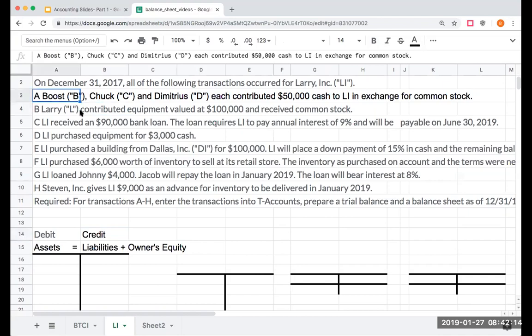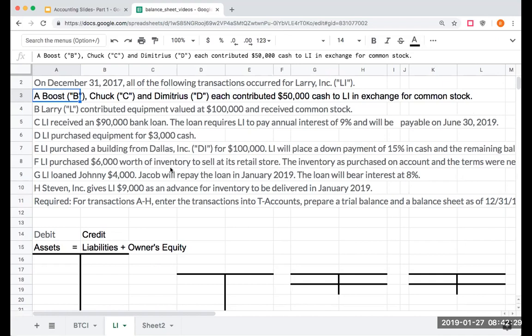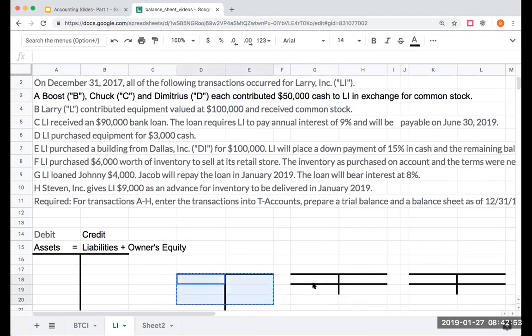So our first transaction here is Boost, Chuck, and Demetrius each contributed $50,000 cash to LI in exchange for common stock. So I am doing this from the perspective of LI. And so what I have to do here is say, well, how much cash is LI receiving? Well, they're not getting just 50,000, because again, we have to make sure we're looking at what the wording is. And here it says they each contributed $50,000 cash and received common stock.